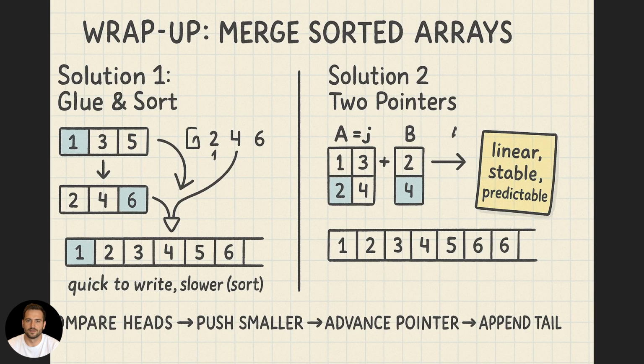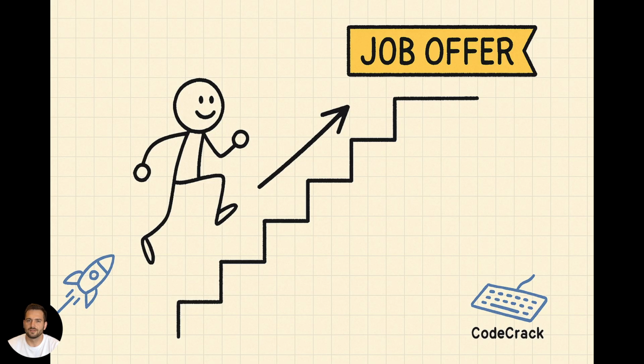Wrap up. Solution 1 is the beginner, glue, and sort. Quick to write, slower due to sorting. Solution 2 is two pointers, linear time, steady, and predictable. Once you can narrate, compare heads, push the smaller, advance the pointer, then append the tail, you can code this live without stress. Now you're 1% smarter.